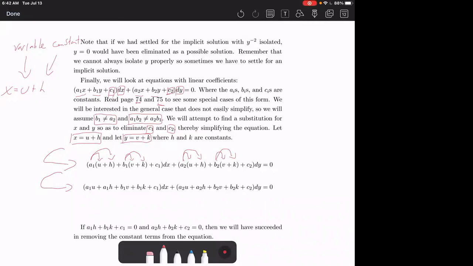Now, remember our goal. We wanted c1 and c2 to just disappear here. How on earth would that happen? Well, our new terms, a1h, b1k, those are just constants times constants. So those are just numbers. We're hoping that a1h plus b1k plus c1 is equal to 0, so that in essence, all three of those terms will cancel out and we'll just be left with (a1u + b1v) times dx. And we're going to hope for the same thing in the second equation, a2h plus b2k plus c2 equals 0, so that we're left with (a2u + b2v) times dy.